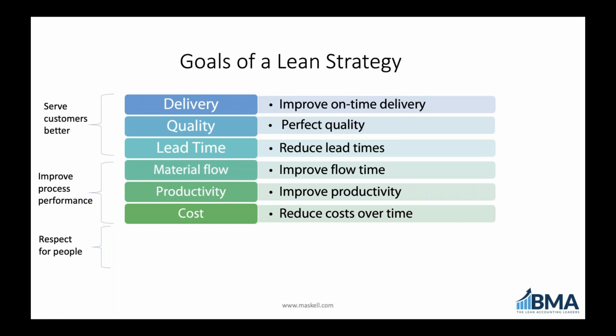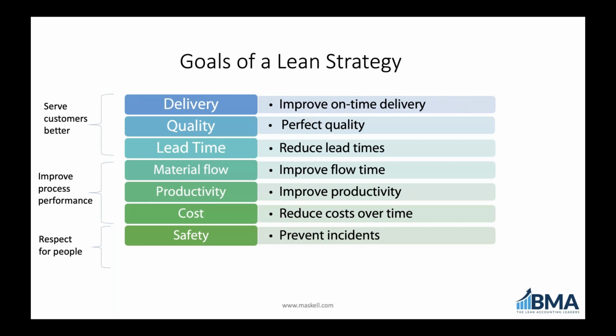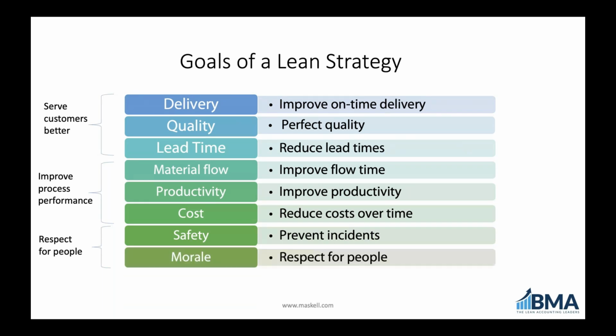It's not short-term cost cutting, it's different. But you want to measure the impact that lean has on costs. And then respect for people, a safe work environment, preventing incidents, and morale, respect for people. So if you think about these 8 goals that drive these strategic objectives of serving customers better, improving process performance, and respect for people, each of these goals needs to be measured. And these goals help define what relevant and reliable information a lean management accounting system needs to provide.